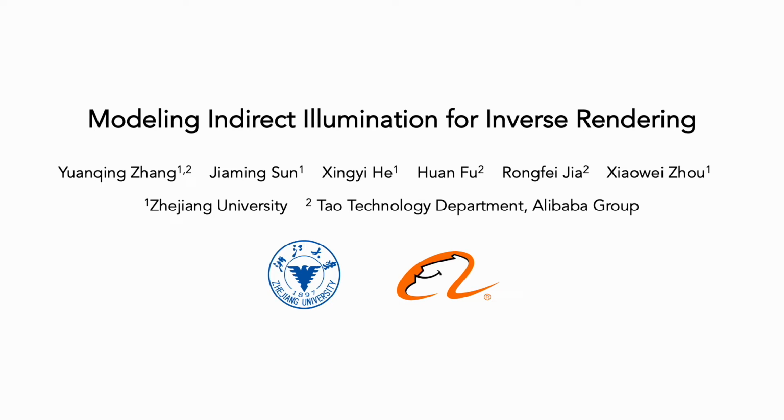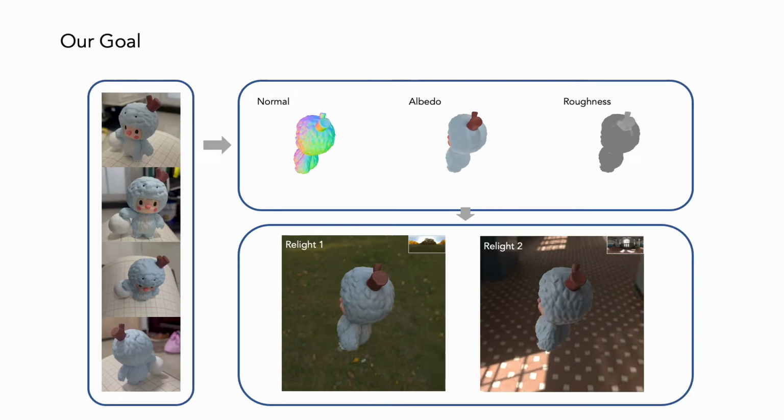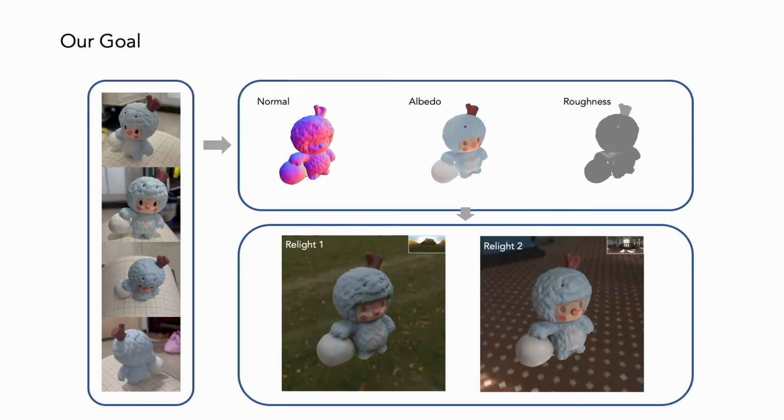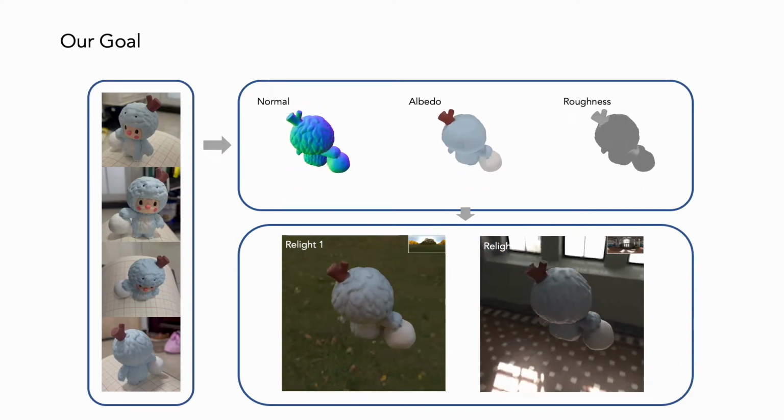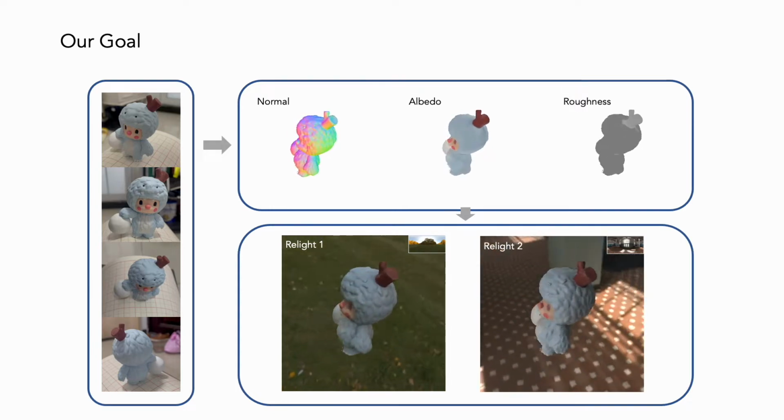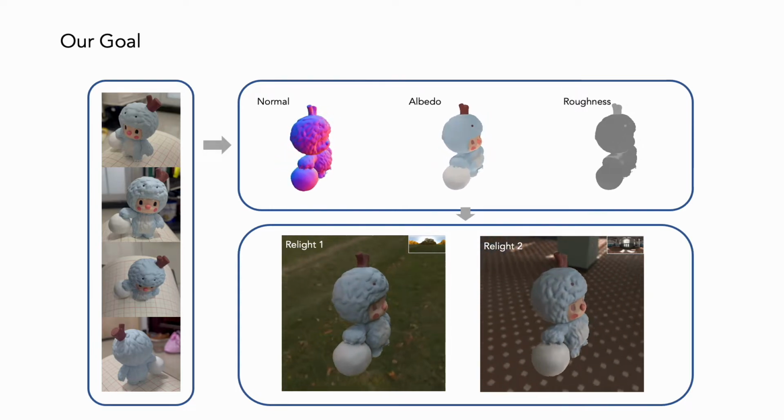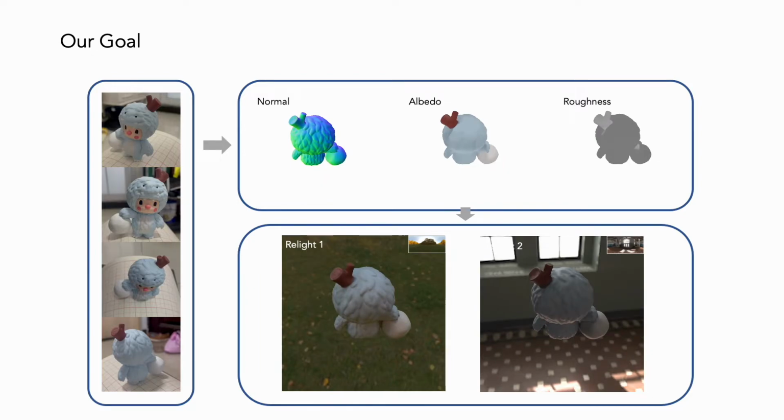We present our work entitled Modeling Indirect Illumination for Inverse Rendering. Given a set of posed images captured under unknown static illumination, we aim to decompose the shape and spatially varying BRDF to enable applications such as free-view relighting.